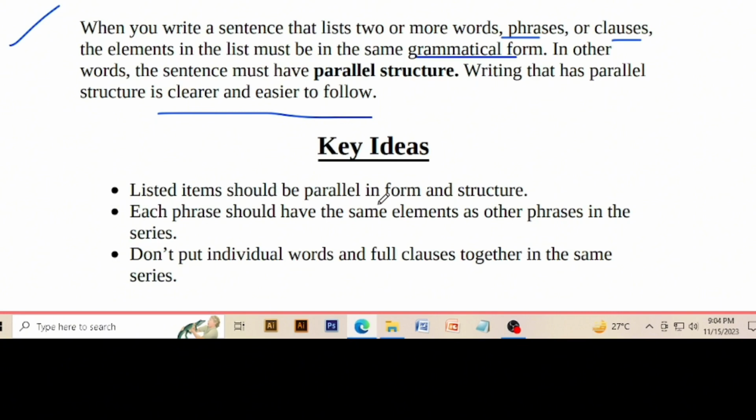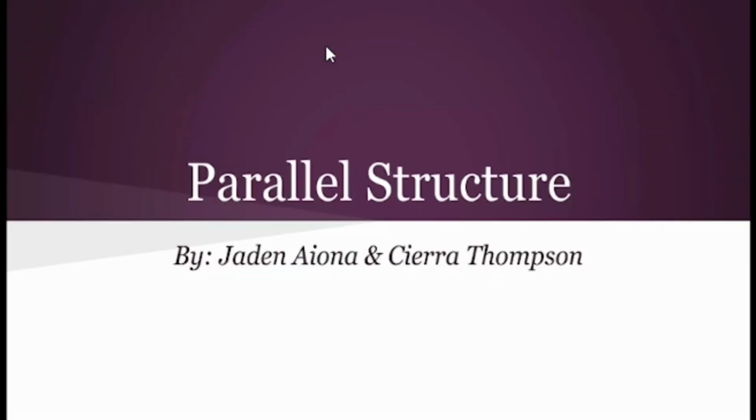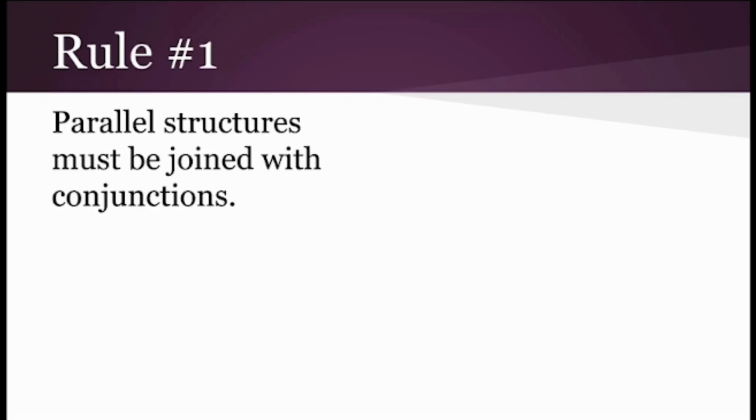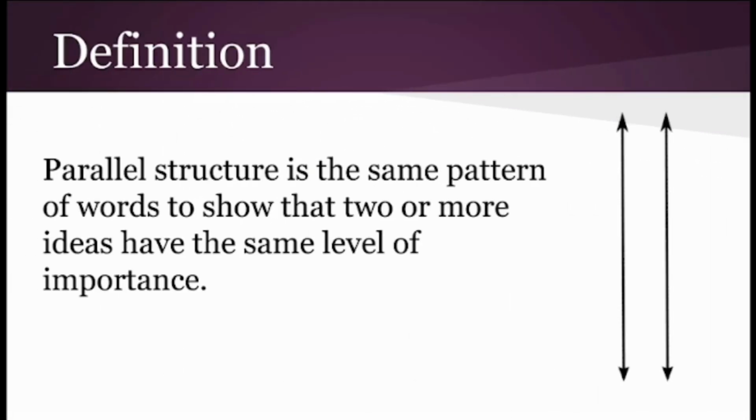So a list of items should be parallel in form and structure. Each phrase should have the same elements as other phrases in the series. And don't put individual words and full clauses together in the same series. So this was the definition. Parallel structure is the same pattern of words to show that two or more ideas have the same level of importance. So there are mainly three rules in order to maintain a parallel structure in a sentence.